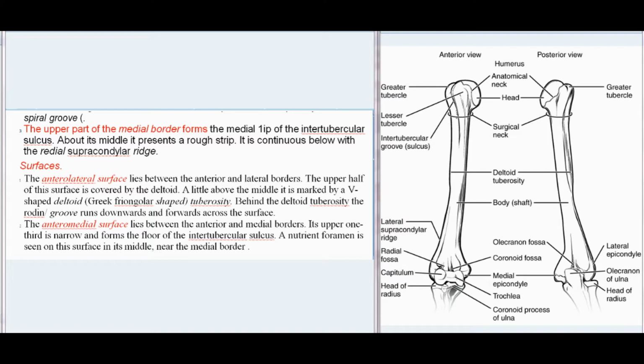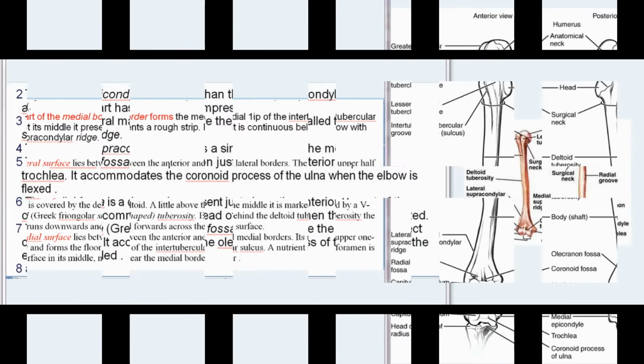Surfaces. 1. The anterolateral surface lies between the anterior and lateral borders. The upper half of this surface is covered by the deltoid. A little above the middle it is marked by a V-shaped, Greek delta triangular shaped, deltoid tuberosity. Behind the deltoid tuberosity the radial groove runs downwards and forwards across the surface. 2. The anteromedial surface lies between the anterior and medial borders. Its upper 1/3 is narrow and forms the floor of the intertubercular sulcus. A nutrient foramen is seen on this surface in its middle, near the medial border.